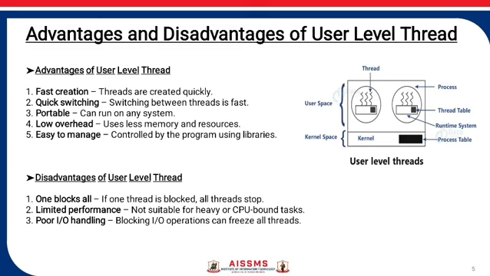Disadvantages of user level threads are: first is the one blocks all. If one thread is blocked, all threads stop. Second is limited performance, meaning it is not suitable for heavy or CPU bound tasks. The last disadvantage of user level thread is poor IO handling, meaning blocking IO operations can freeze all threads.